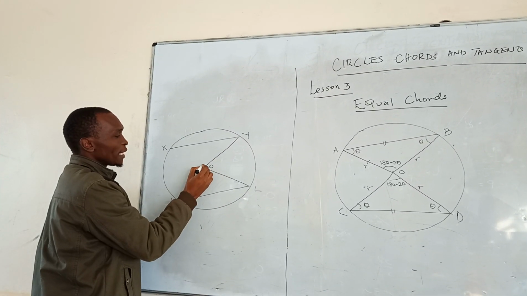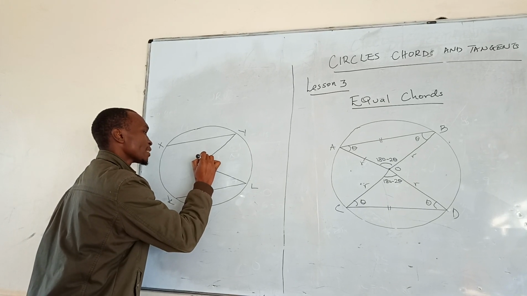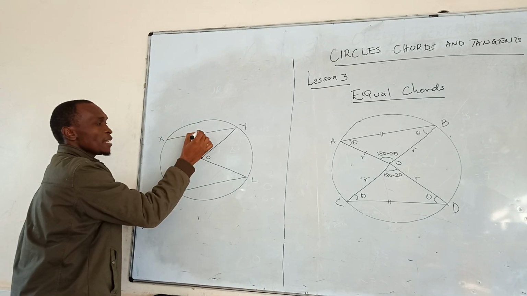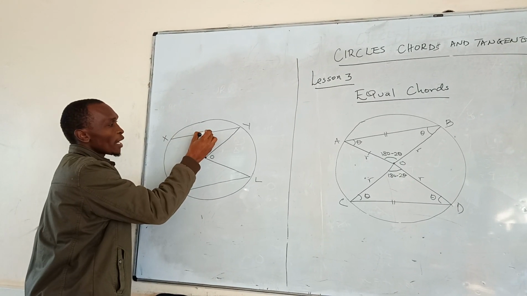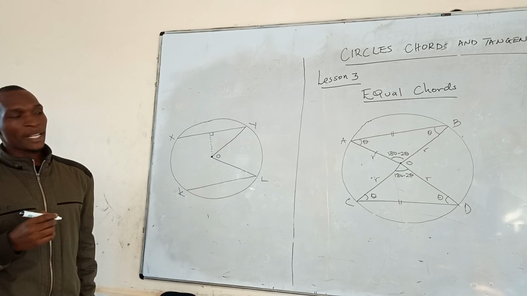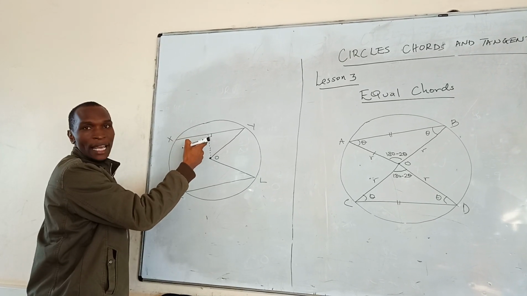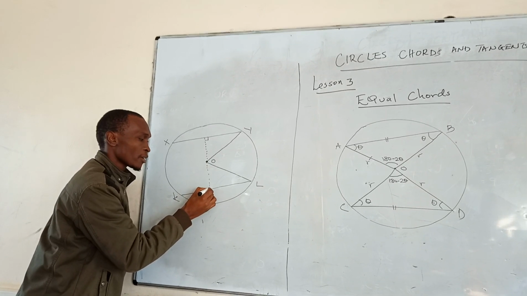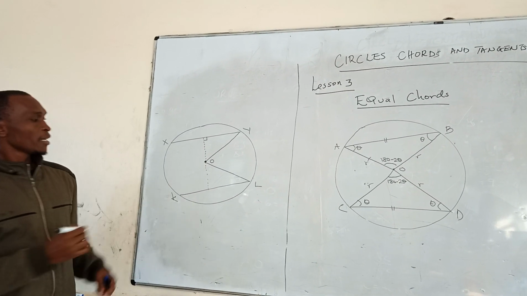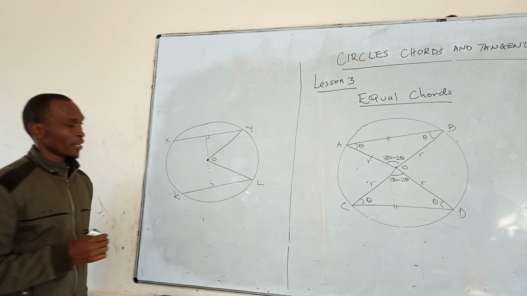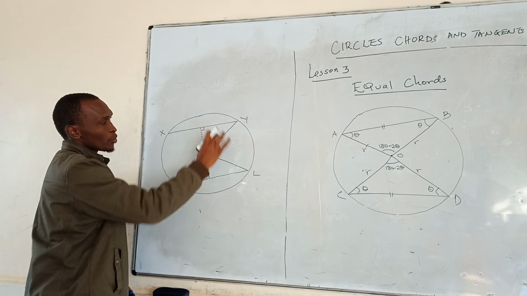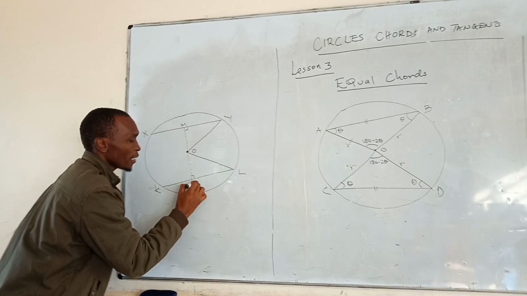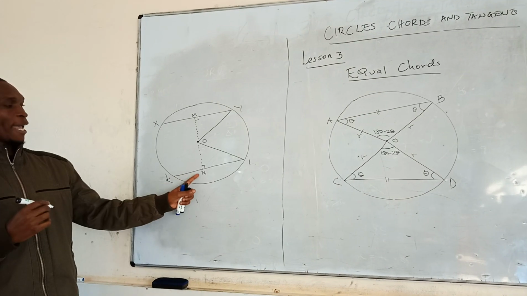Then I drop a perpendicular bisector to line XY. This means that from our previous topic, we learned that if you drop a perpendicular from the center, it forms an angle of 90 degrees. At the same time, if I drop a perpendicular bisector to line KL, it is going to form 90 degrees. So we want to look at these two triangles that are formed. I can call this M, and then I call this point here N.